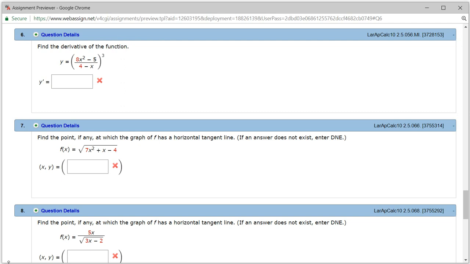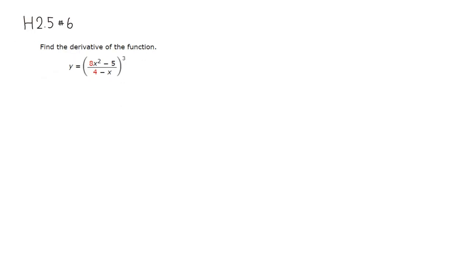Alright, let's look at the Hallmark 2.5, problem number 6. Let's find the derivative of this following function. So we want to find y prime.